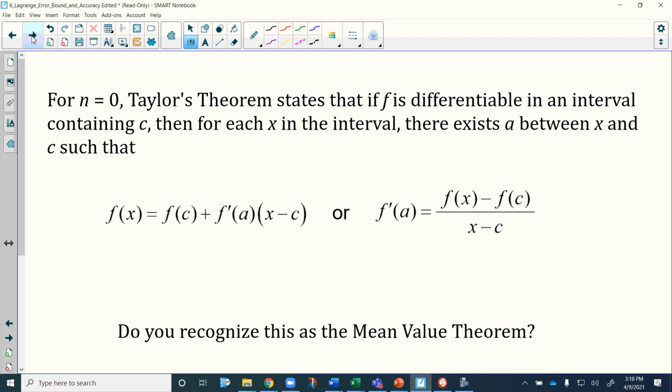For n equal to 0, Taylor's theorem states that if f is differentiable in an interval containing c, then for each x in the interval there exists a value a between the two such that f of x is equal to f of c plus f prime of a times x minus c. Or we can look at f prime of a as the difference of f of x minus f of c over x minus c, which we've been doing a lot in calculus. It's been a little while since we had to find the difference quotient, but same idea.